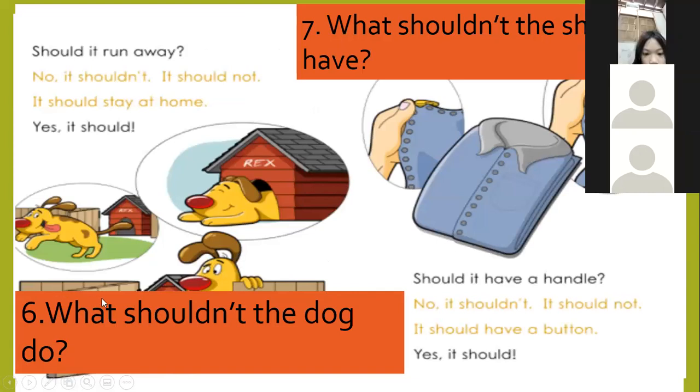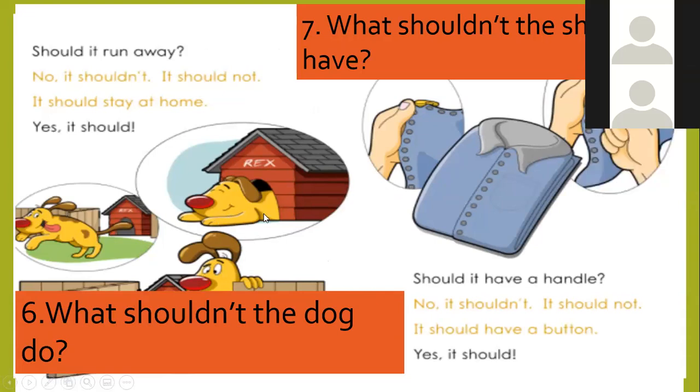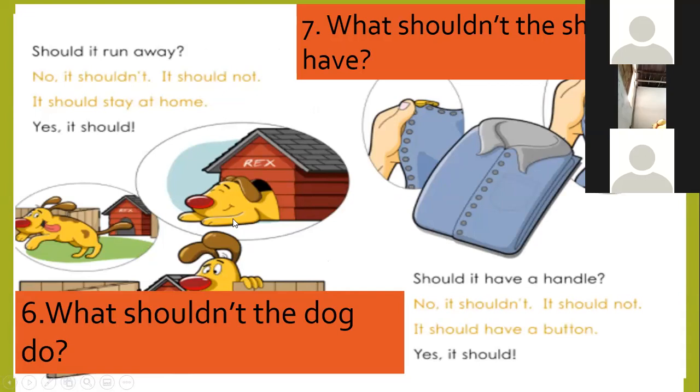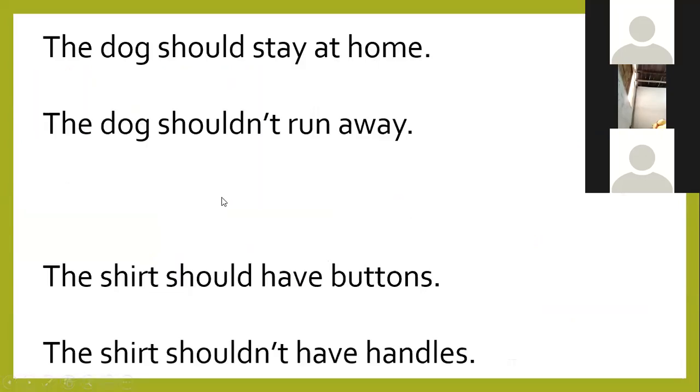Jeff, what is the answer for number six? Okay, what is your answer? So the answer is the dog shouldn't run away. So what should the dog do? The dog should stay at home. Okay, the dog should stay at home. So these are the answers.